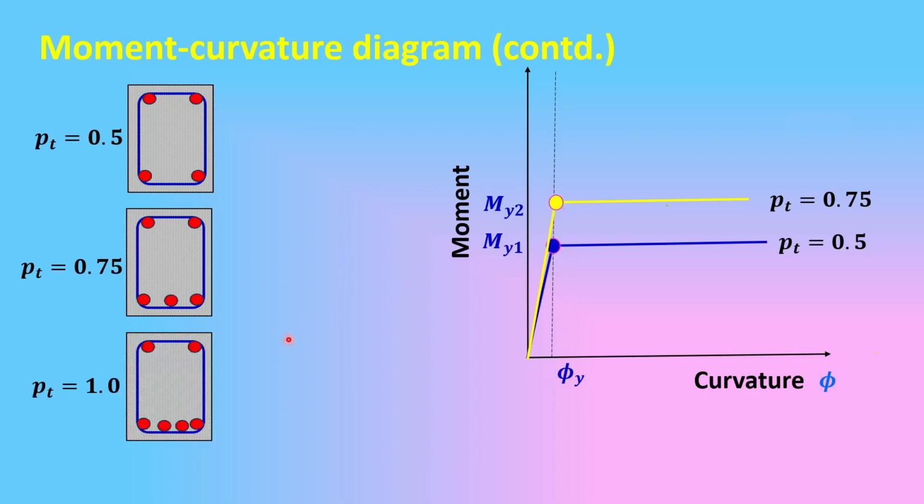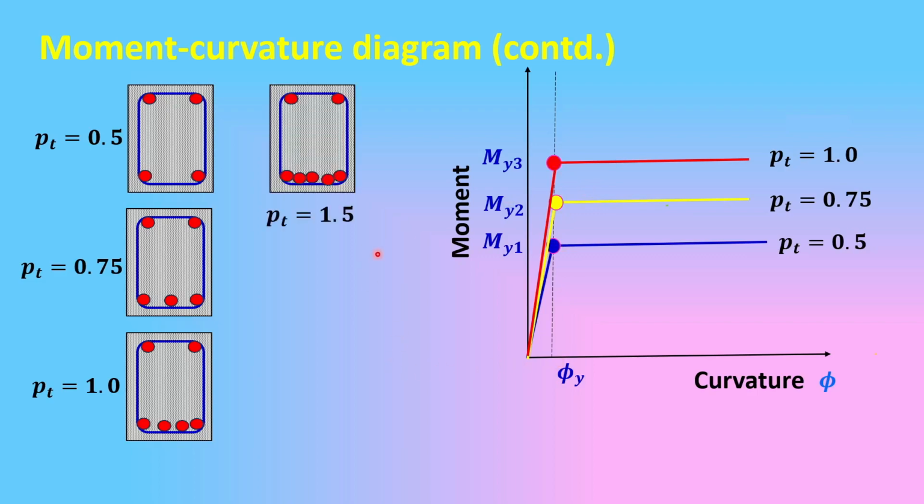We take another case with percentage steel 1% and section size the same, and get the moment curvature diagram. It is like this. The yield moment is now My3, which is higher than My2, but the yield curvature remains at the same point.